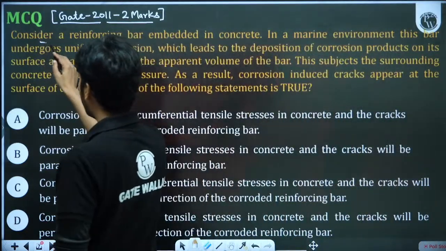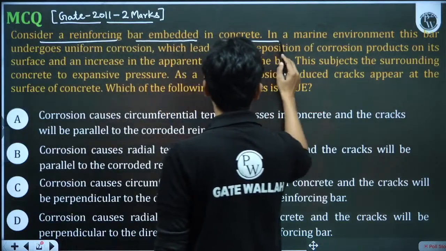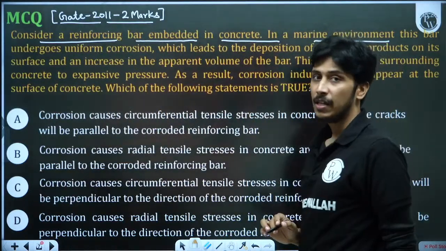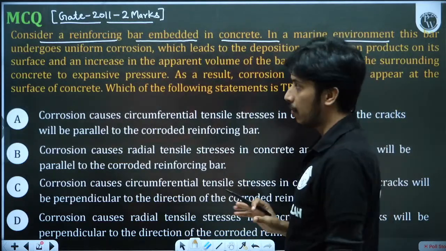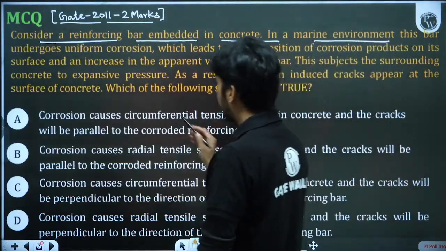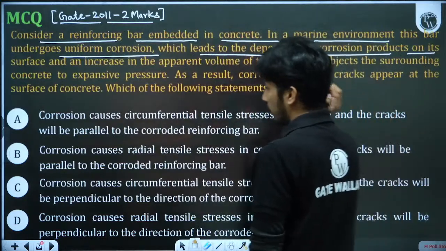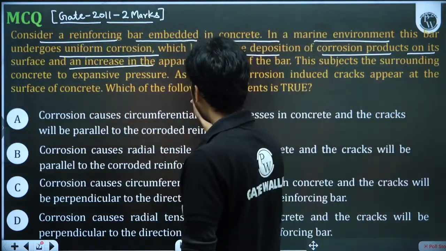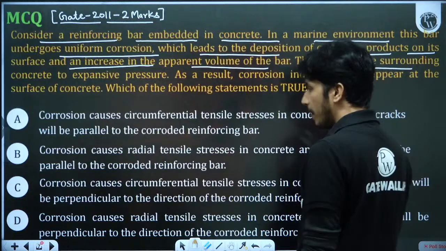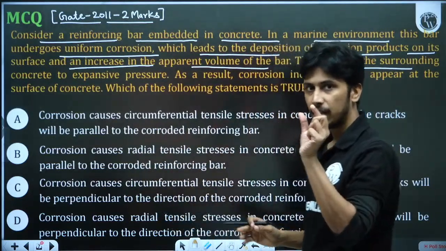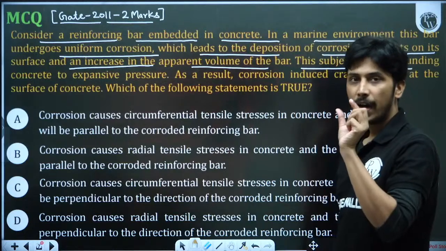So consider a reinforced bar embedded in concrete in a marine environment. Marine environment means there is a lot of chance that there will be corrosion on the bar. This bar undergoes uniform corrosion, which leads to the deposition of corrosive products on its surface and an increase in the apparent volume of the bar. So what happens when the bar is corroded? Its volume increases because the corrosion material, the oxide of iron, has more volume.